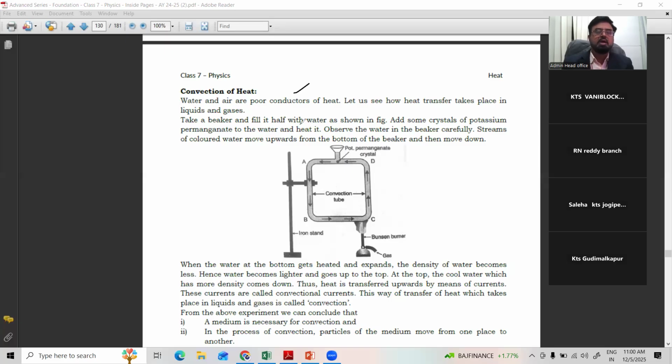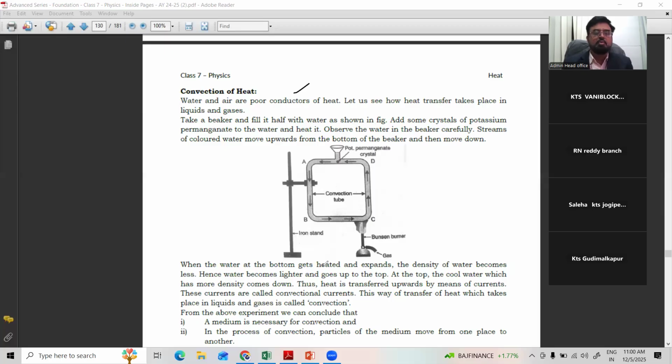Take a beaker and fill half with water. Add some crystals of potassium permanganate to give color to the water and heat it. Observe the water in the beaker carefully. Streams of colored water move upwards from the bottom of the beaker and then move downward.